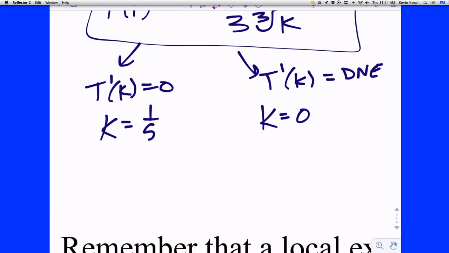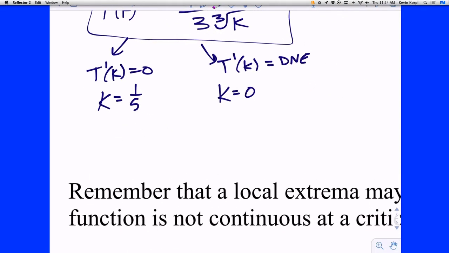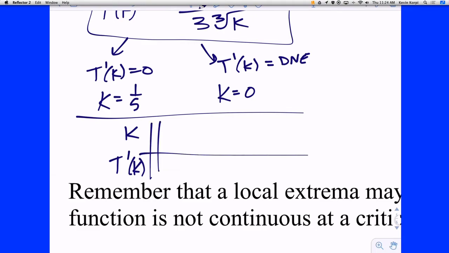Do we box them up and walk away? Is every critical value a local max or a local min? No. So now we just need to make sure. It could be that they're both just critical values that are horizontal tangents. So let's make a number line chart. We'll have k. You saw that coming. K and T prime.